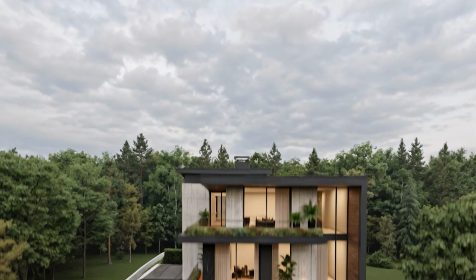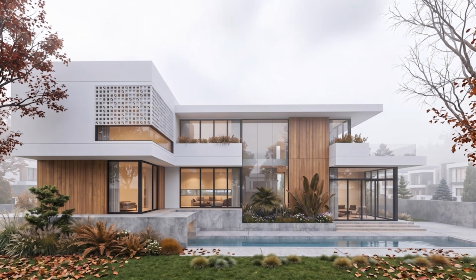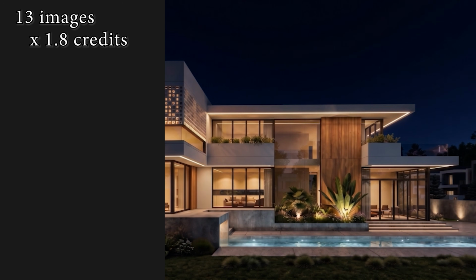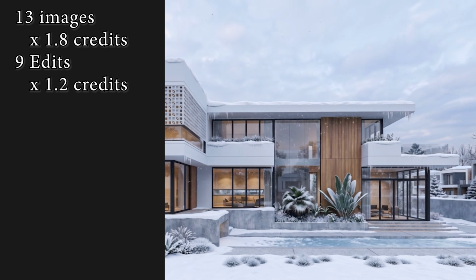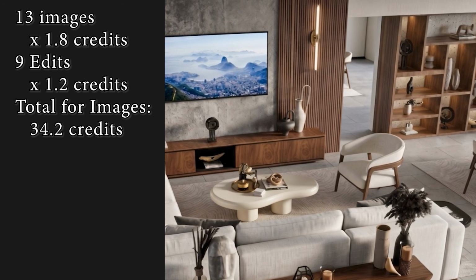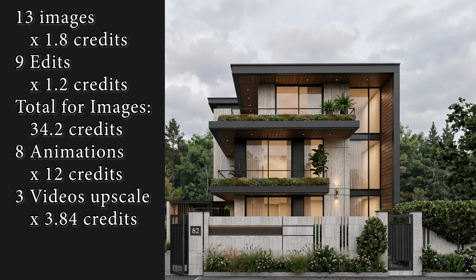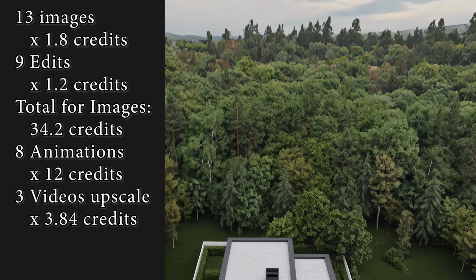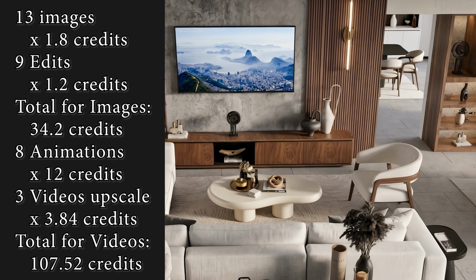And you often ask me how much a video like this actually costs to produce. So here is the breakdown. I've generated 13 images at 1.8 credits each, and 9 edits at 1.2 credits each. Total for images and edits combined, that's 34.2 credits. Also, I've done 8 animations at 12 credits each and 3 videos upscaled at 3.84 credits each. So total for that combined, it's 107.52 credits.